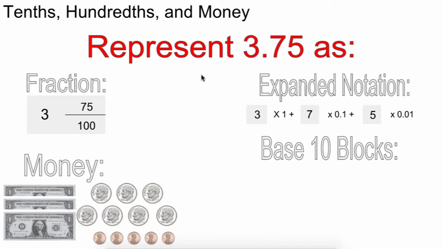Well, one last model, and that's going to be using our base 10 blocks. Remember, we said that a base 10 block can really represent anything we want it to, as long as we keep the relationship between the blocks the same. So if I want to represent 3 and 75 hundredths, my ones place needs to be represented by a hundreds flat, my tenths place by the tens rod, and my hundredths by the unit cube, because it takes 100 of them to make one of the flats.